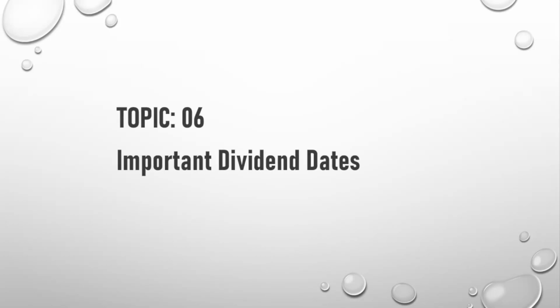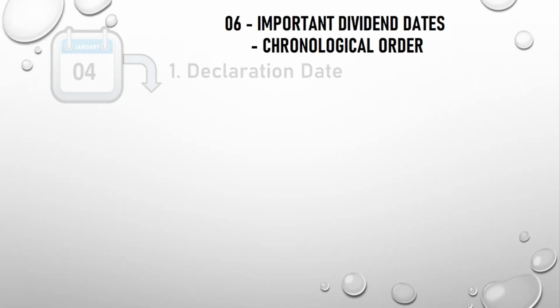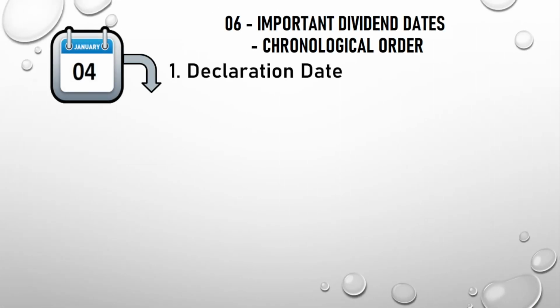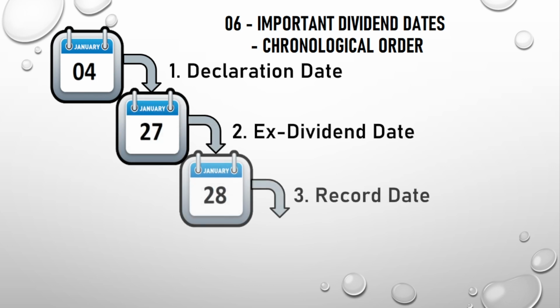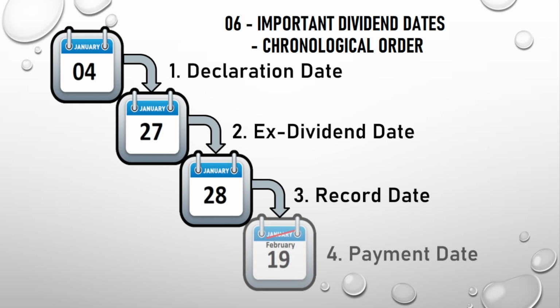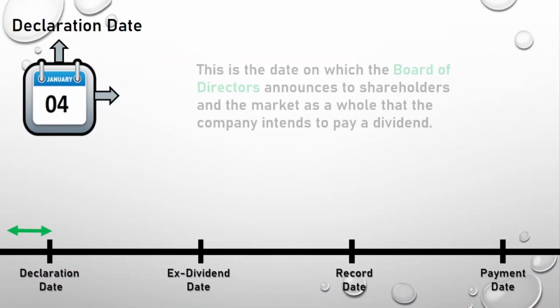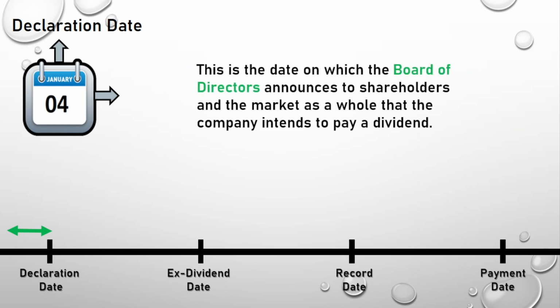What are the important dividend dates? Dividend payments follow a chronological order of events, and the associated dates are important to determine which investors qualify to receive the dividend payment. Declaration date. This is the date on which the board of directors announces to the shareholders and the market as a whole that the company intends to pay a dividend. On this day, the company provides the three dates pertaining to the payout.